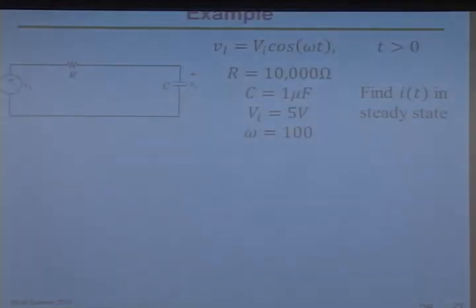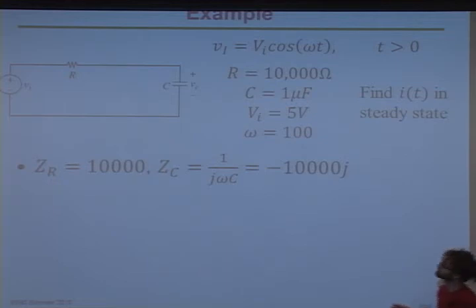Okay, so here's one. This is more or less the one in the preview I sent out. Say we have an RC circuit, and we want to find I of t in steady state, given the voltage, these resistor values, and that frequency. First, we replace each of our components with an impedance.